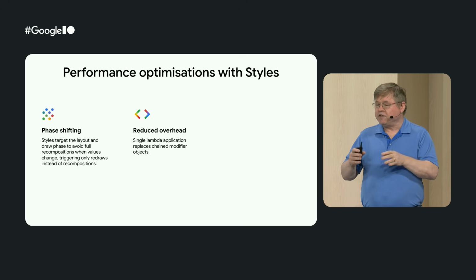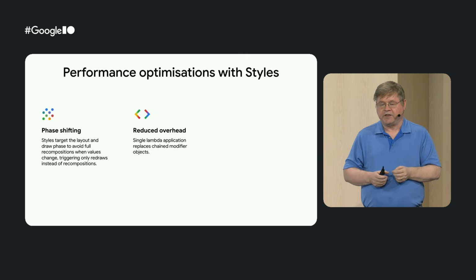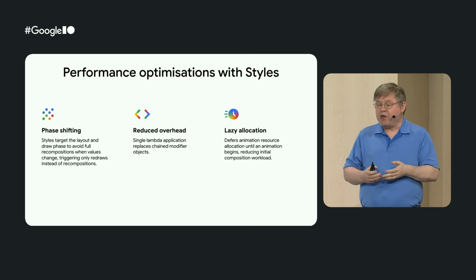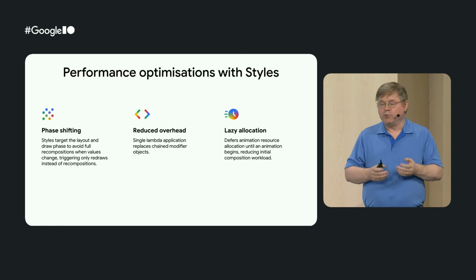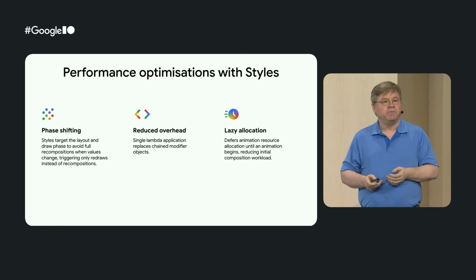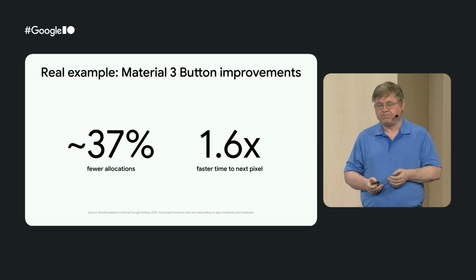Styles also use a single modifier. This reduces the number of allocations needed for the same functionality. And there are no animations created during composition. They're only created when they're needed, which reduces the cost of creating the composable in the first place.